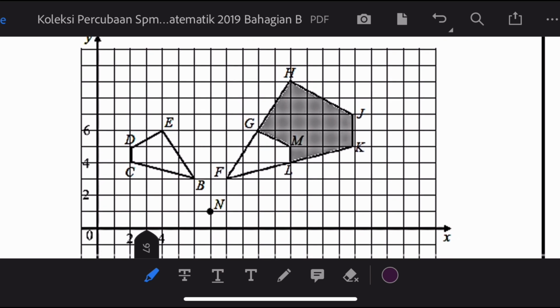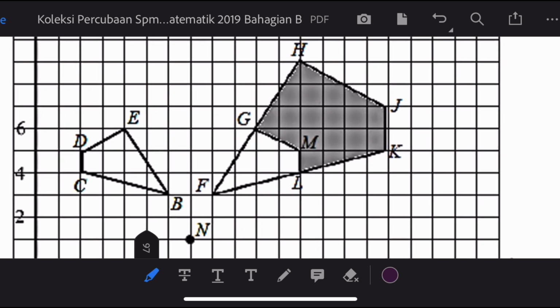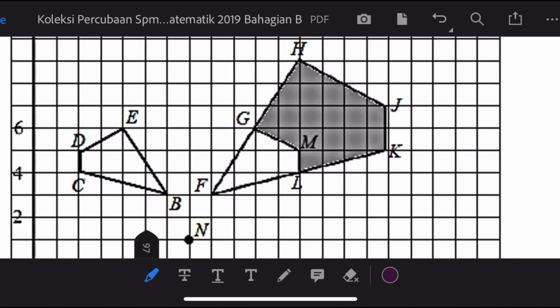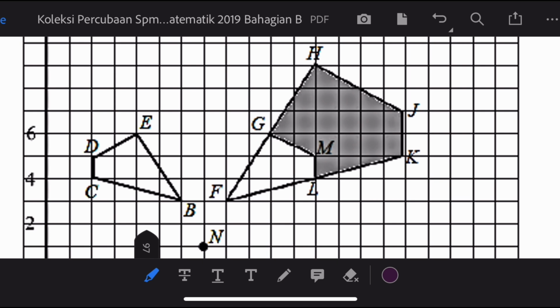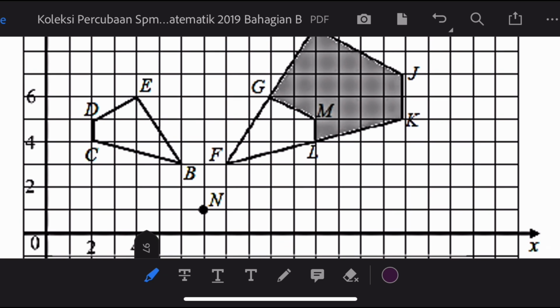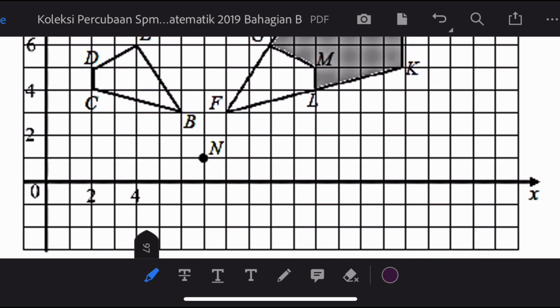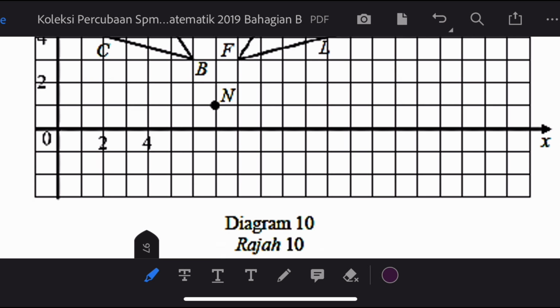So you have BCDE, you have FGML, and the bigger one is FHJK. That's the bigger one. So now you have to study the diagram first, and you're also given a point N. There's a point N there. Alright, so the diagram is quite clear. Now you study the axes also, the points, everything before you do.